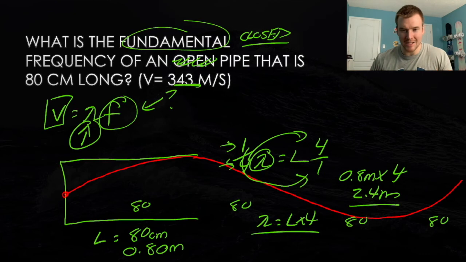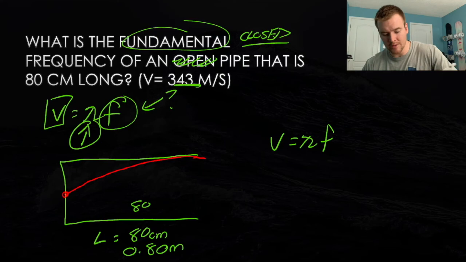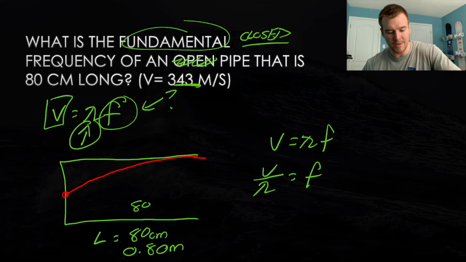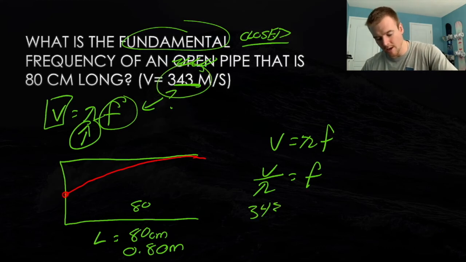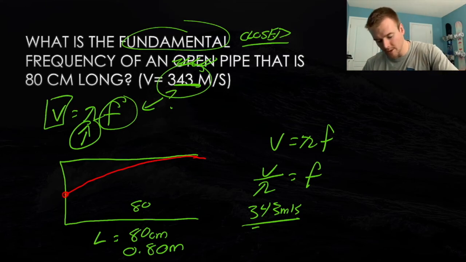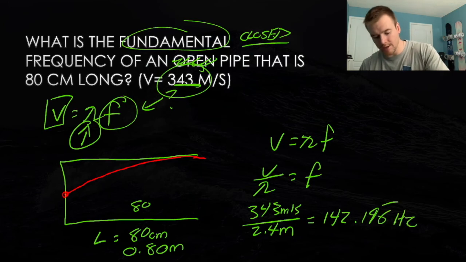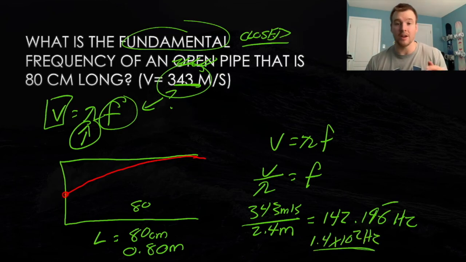Now I know it's getting a little messy here, so I'm going to wipe it out and rewrite our first part, which is V is equal to lambda frequency. We're trying to solve for frequency, so V over wavelength is equal to frequency. It says 343 in the question, meters per second. We just said the wavelength is 80 centimeters times 4, so 2.4 meters. And we're going to get an answer of 142.196 repeating hertz. So we would round that to, looks like we only have 2 significant figures there, so 1.4 times 10 to the 2 hertz for the fundamental frequency.